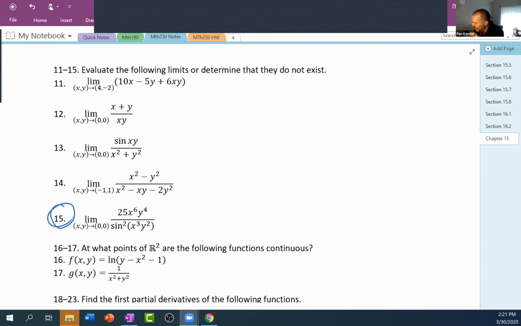All right, so what I'm thinking of, do you notice that there's the x to the 6th, y to the 4th, and then x cubed y squared, and it seems like that's the square of that? So what I'm thinking is, what if we let u be equal to x cubed y squared? That's what I'm thinking here. As the point (x, y) goes to the origin (0, 0), what happens to u?